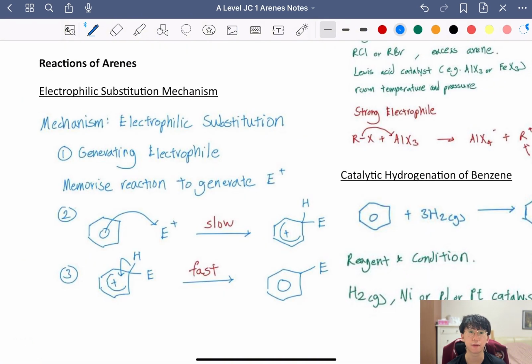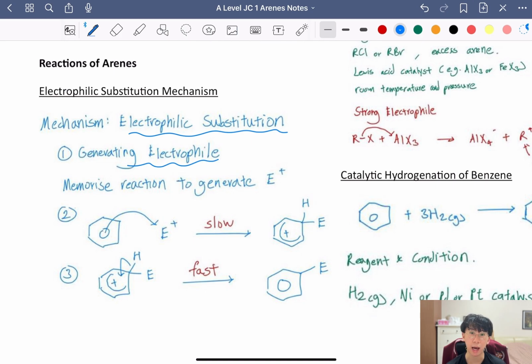The main mechanism for this chapter is electrophilic substitution. So how does this work? First, you have to generate an electrophile. And how do you generate this electrophile? Well, that would depend on the type of reaction that we have to go through. And you usually have to memorize this reaction that is used to generate the very strong electrophile.